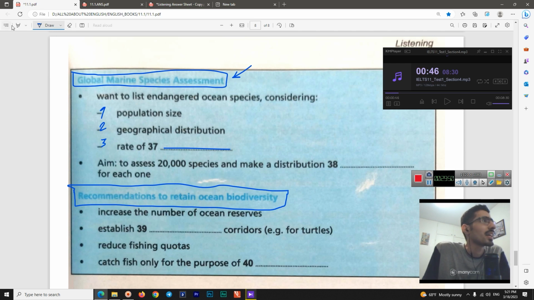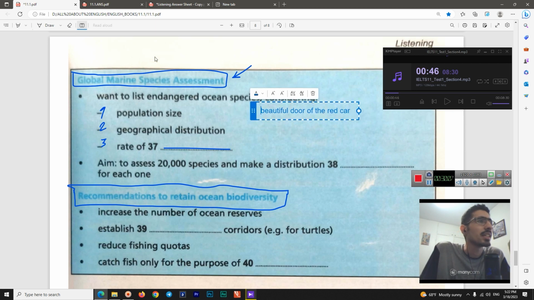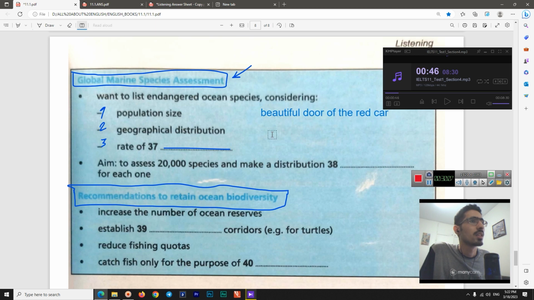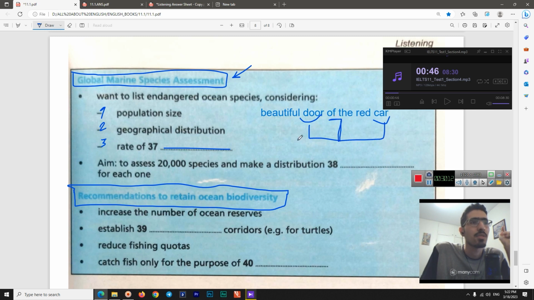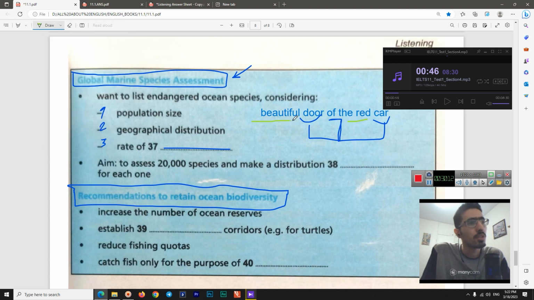What do I mean by adding adjective? For example, you can say, let me tell you, because all these thoughts come to my mind. You can say beautiful door of the red car. Again, you see here. Beautiful door of the red car. Again, of is connecting two nouns. Of always connects two nouns. But here you see we also have added adjectives, the red car or beautiful door.